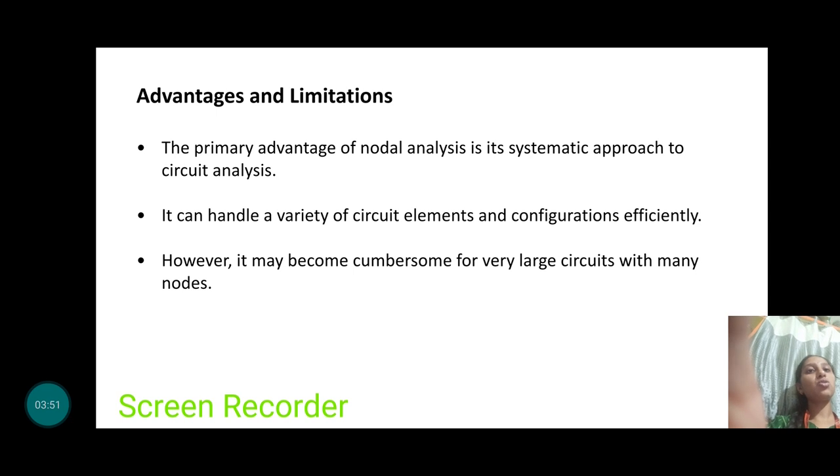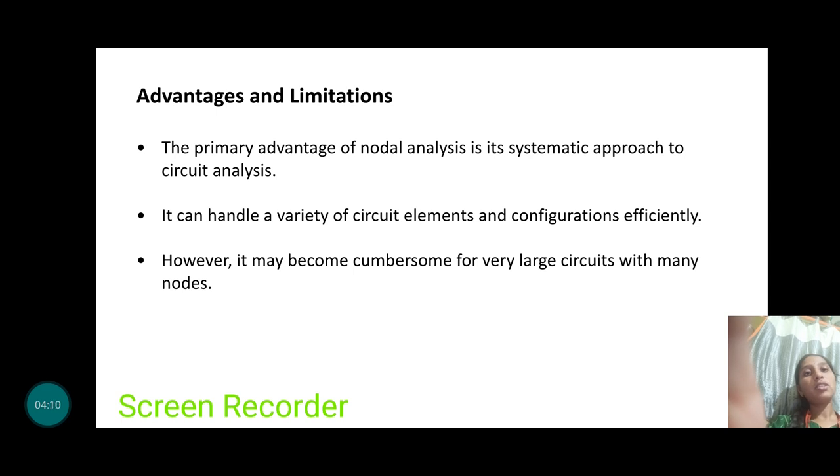Nodal analysis can be used mainly to analyze complex circuits by reducing them to easier circuits, and to analyze the currents and voltages at any point. A point is also known as a node. A node is a junction of currents.